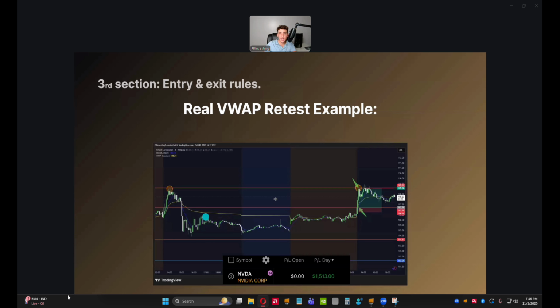And your stop loss is a 5-minute close under VWAP. So look, if you're entering on a VWAP retest, then your stop loss is a 5-minute close under VWAP. If you're entering on a pre-market high retest, your stop loss is a 5-minute close under pre-market high. Your stop loss is always a 5-minute close under the retest spot.